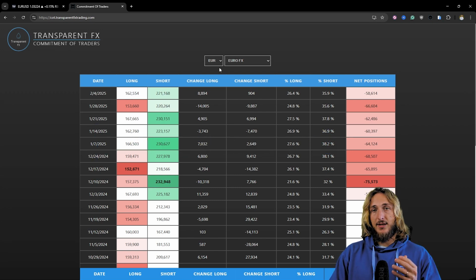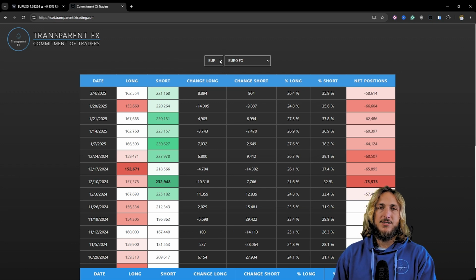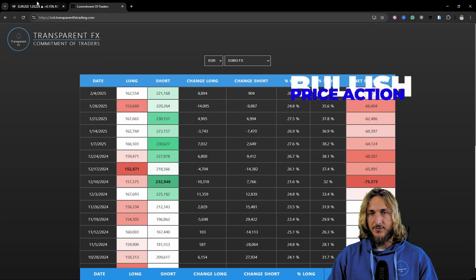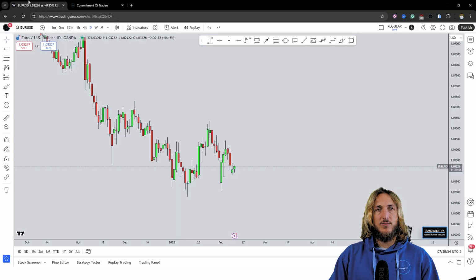Now, again, if we're looking at the euro, we are already looking at Euro USD. So clearly institutions are slowly moving back to the bullish side for Euro USD. So let's keep all of this in mind and move back to the chart.